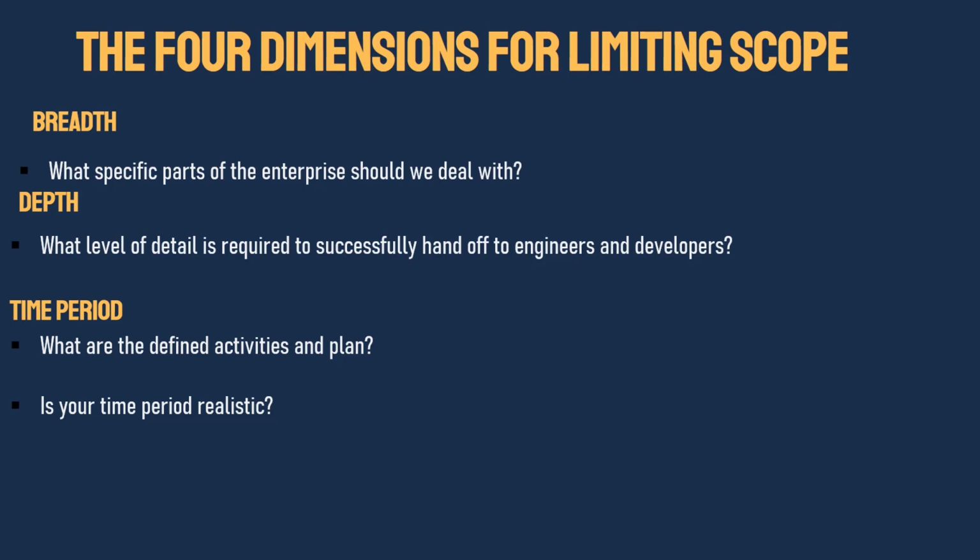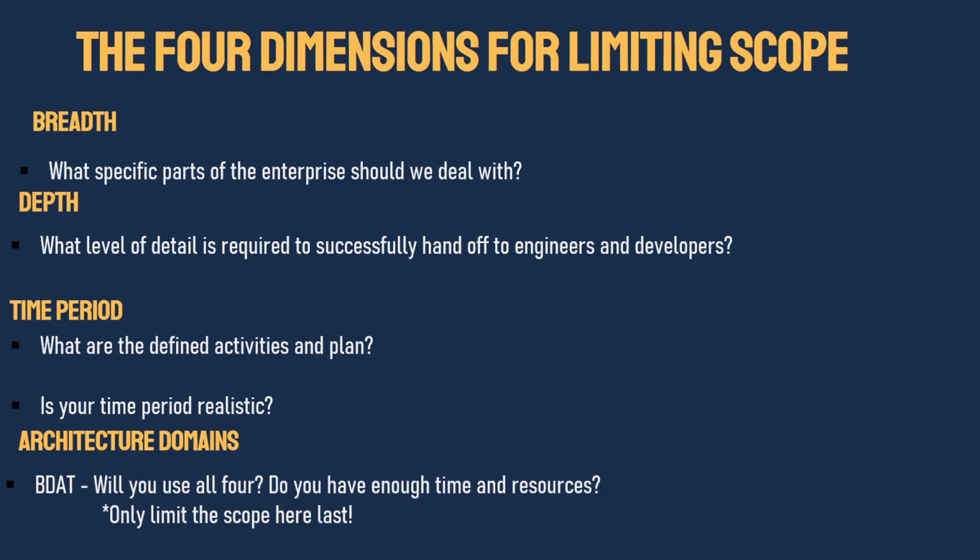Sometimes instead of a one-shot win, we can look for a staged or transitional approach where we achieve multiple small wins on the way to a goal. The final dimension is architecture domains. The architecture domains is where we scope in any of our BDAT domains. That's our business, data, application, and technology. The question we will ask here is, do you have time to use all four? When you use all four, and again, to what specific level of depth?